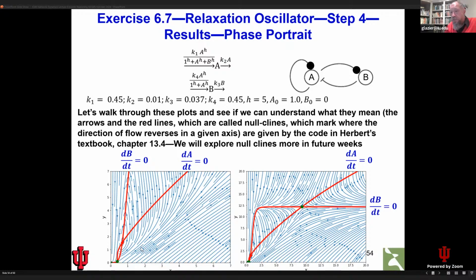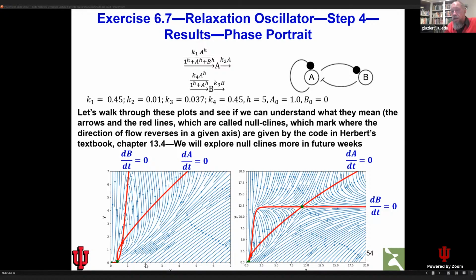Notice something else happens. There's something we haven't drawn called a separatrix. If I start with a value of B equals 0, X equals 6, what happens? Where do I go? I go off and to the right. B increases and A both increase.